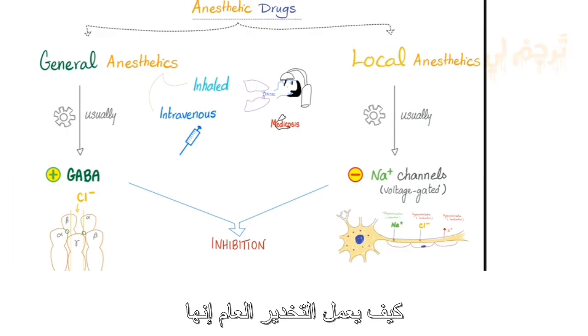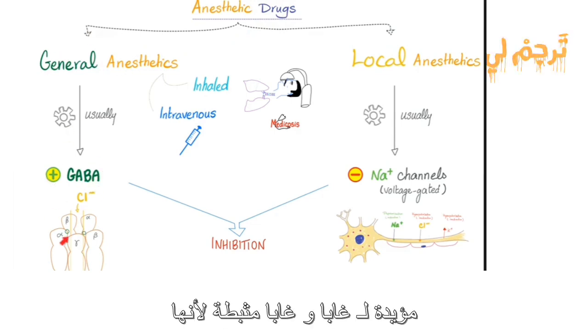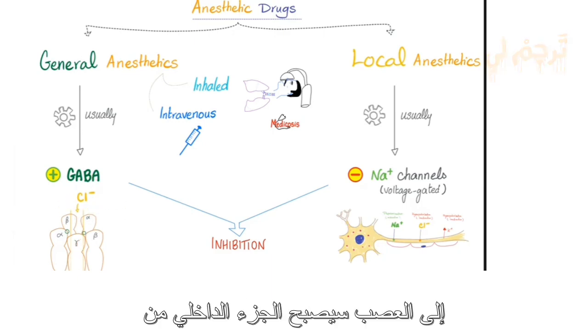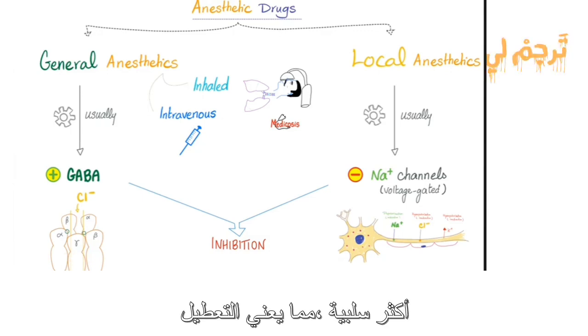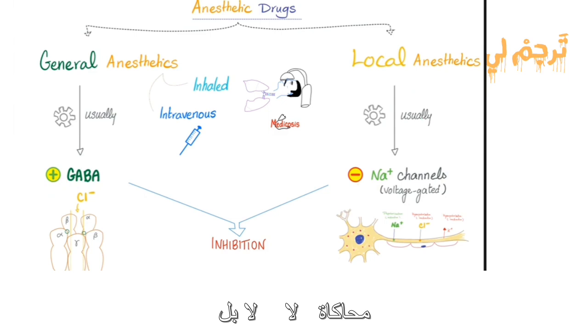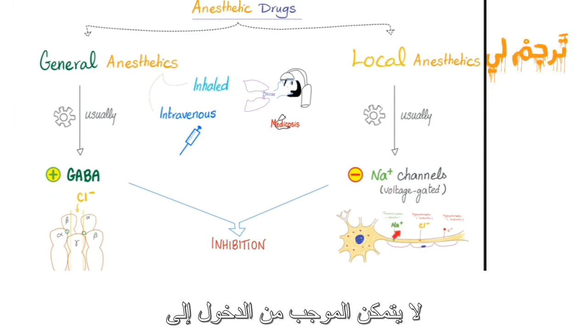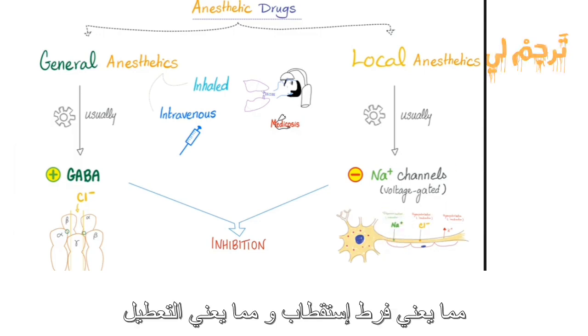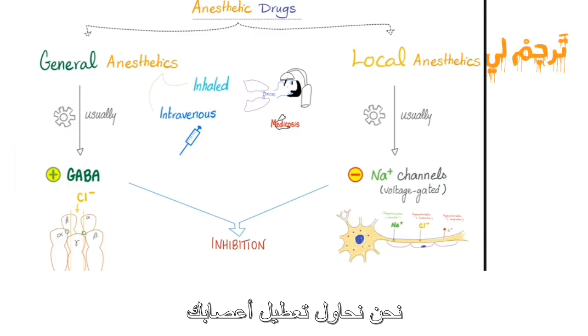How do general anesthetics work? They are pro-GABA, and GABA is inhibitory because it invites chloride into the nerve. Whenever you invite a negative into the nerve, the inside of the membrane will become more negative, which means inactivation, hyperpolarization. Local anesthetics, on the other hand, work by inhibiting the sodium channels, not stimulating, no, inhibiting sodium channels. And when the positive cannot enter, the inside of the membrane will become more negative, hyperpolarization, inactivation. We're trying to inactivate your nerves.